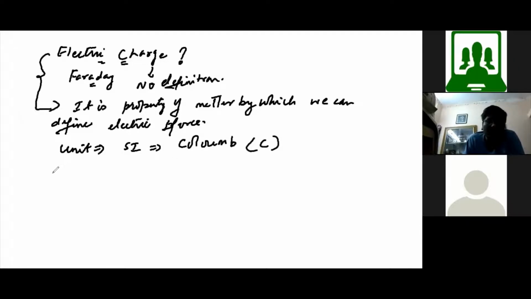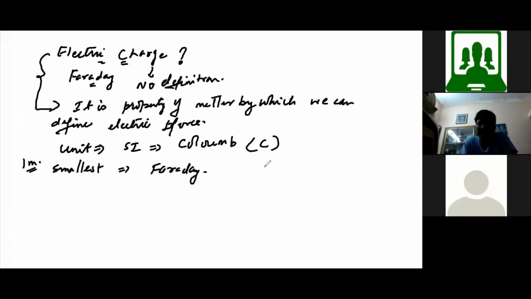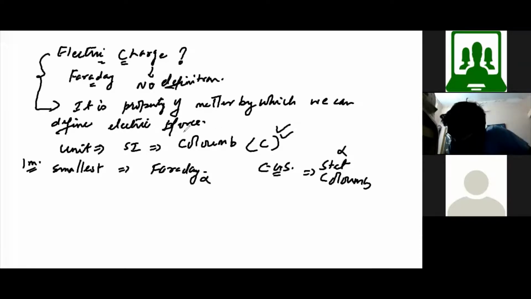And what is the smallest unit of charge? It's a very important question, can be asked in 1 mark. The smallest unit of charge is the Faraday, in the FPS system. In CGS, that is centimeter gram second, the unit of charge is the stat coulomb. You will not be using stat coulombs or Faraday. We will be using coulombs itself. You can note it down if you want to.